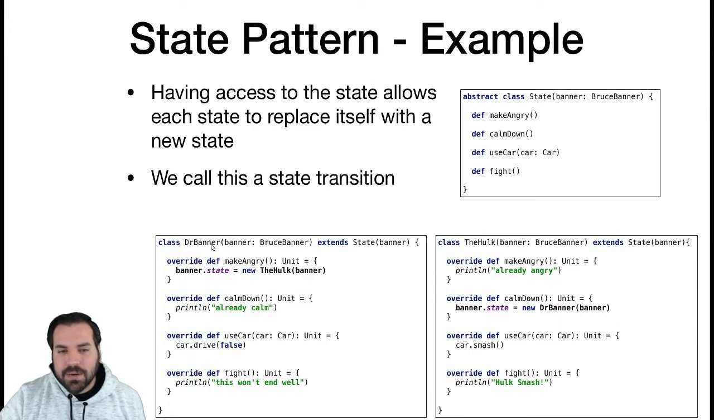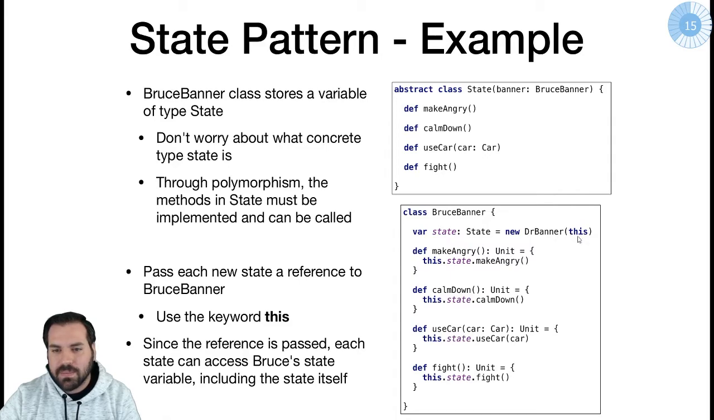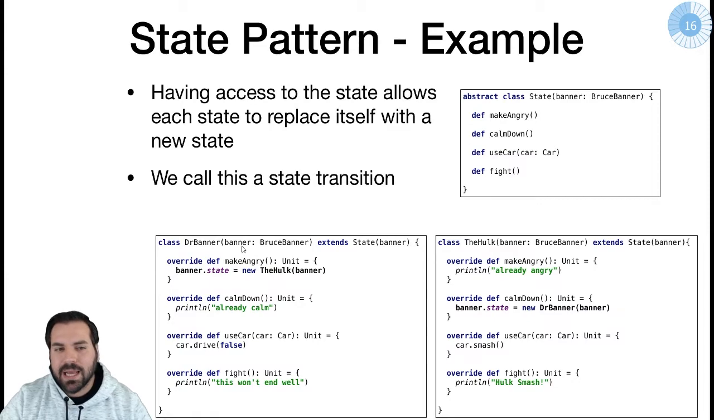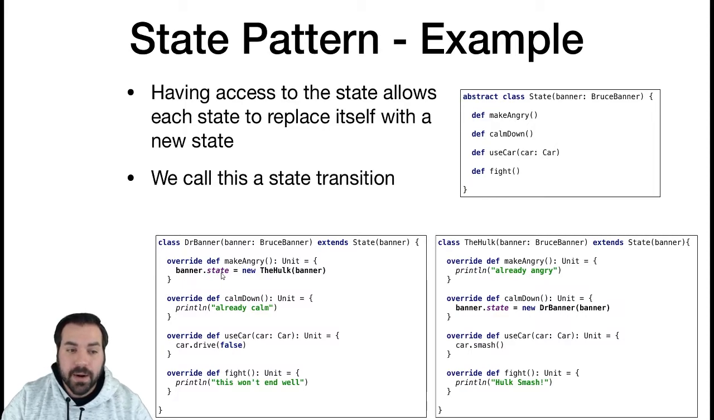So Dr. Banner has a reference to the Bruce Banner to which it's attached because we gave it to it right here. We passed that Bruce Banner object to Dr. Banner. Dr. Banner has a reference to the Bruce Banner that it's attached to. The only Bruce Banner in this universe. Well, the way our code's set up, we could have multiple Bruce Banners. We'll be in a multiverse.